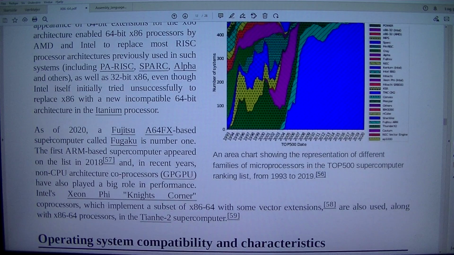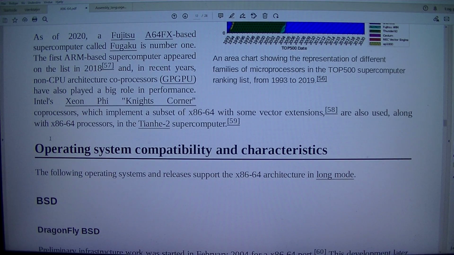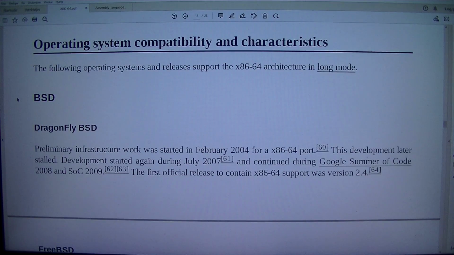As of 2020, a Fujitsu A64FX-based supercomputer called Fugaku is number 1. The first ARM-based supercomputer appeared on the list in 2018, and, in recent years, non-CPU architecture coprocessors, GPUs, have also played a big role in performance. Intel's Xeon Phi coprocessors, which implement a subset of x86-64 with some vector extensions, are also used, along with x86-64 processors, in the Tianhe-2 supercomputer.